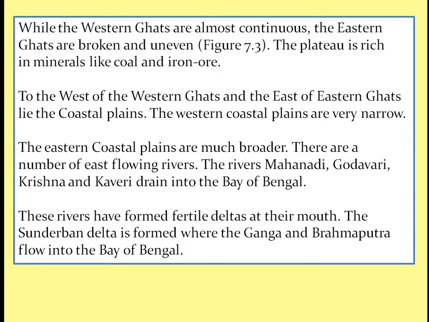So these rivers have formed fertile deltas at their mouths, and the Sundarban delta is formed where the Ganga and Brahmaputra flow into the Bay of Bengal. The world's largest and fastest growing delta, that's the Sundarban, and it is formed by the rivers Ganga and Brahmaputra.